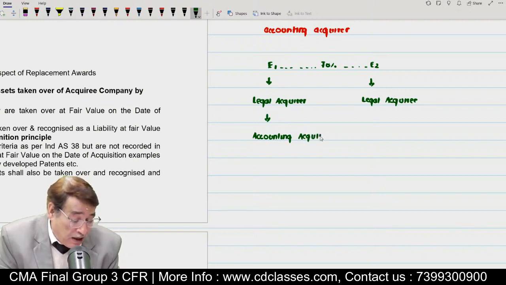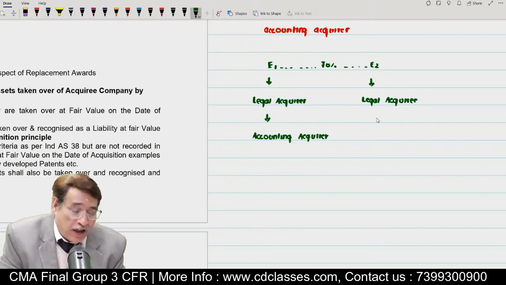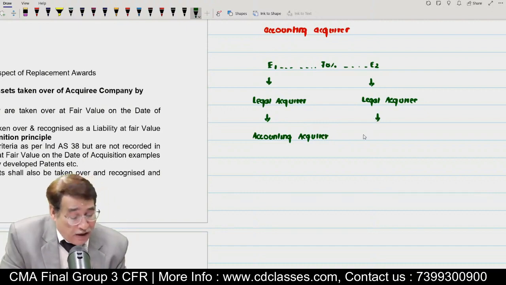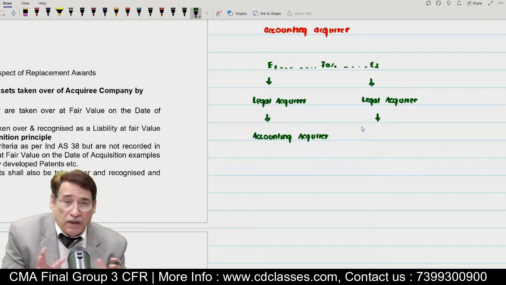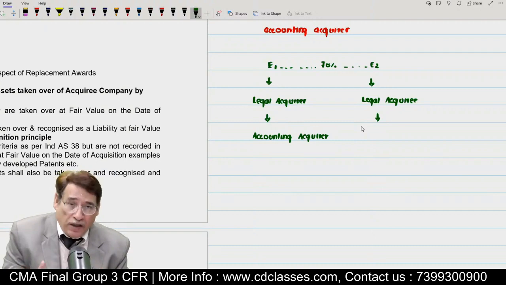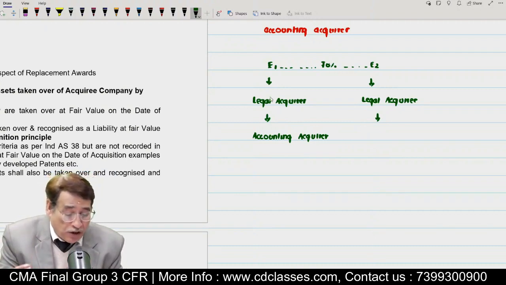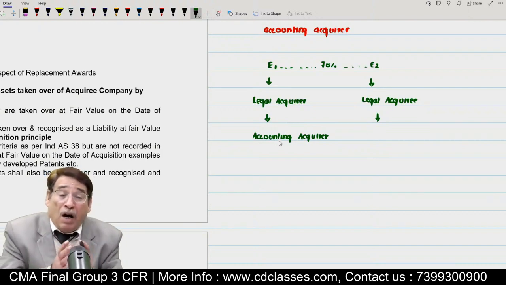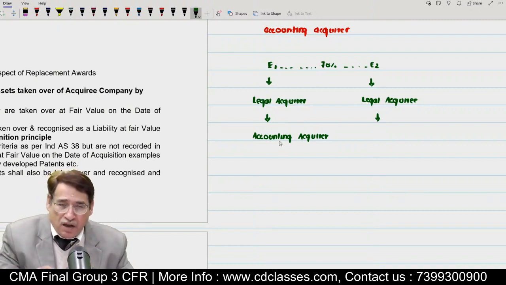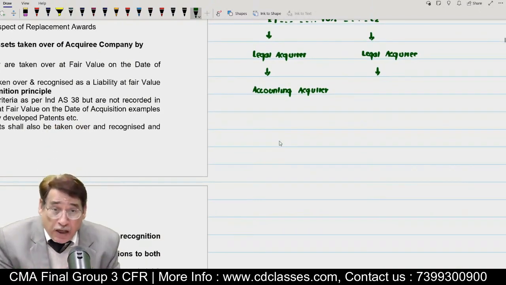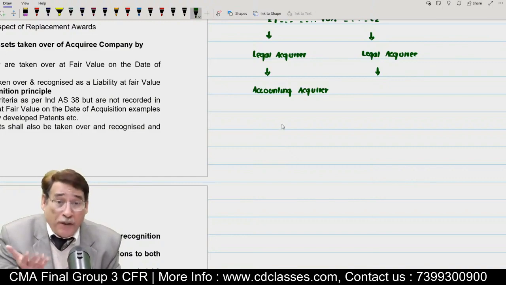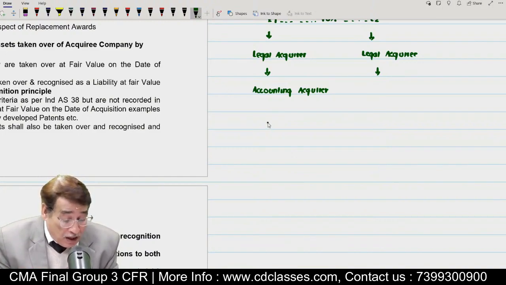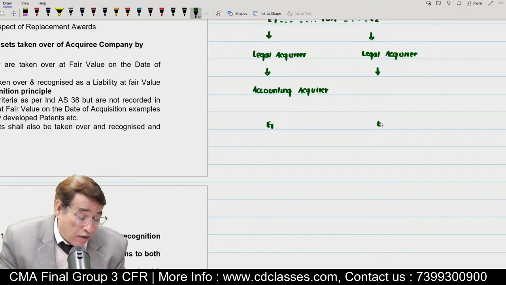99.99% legal acquirer itself will be the accounting acquirer, because accounting will be done in the books of the acquirer entity, and generally the legal acquirer is also the accounting acquirer. But under rare circumstances, it may happen. What may happen? See here. Under rare circumstances, such a position could unfold.